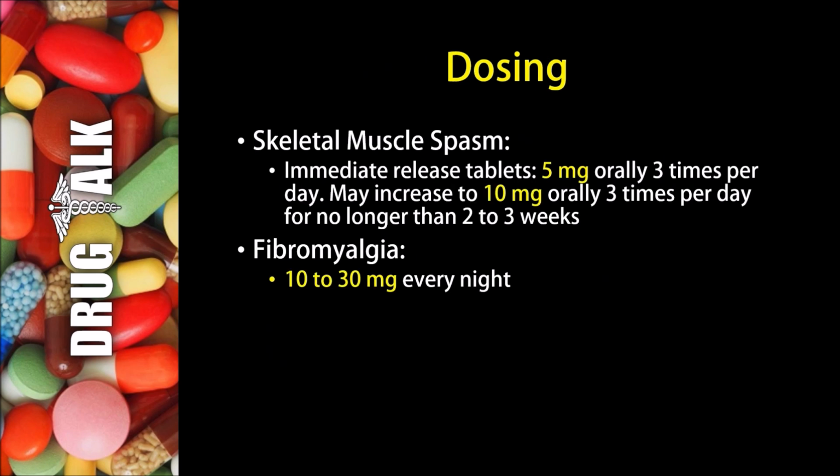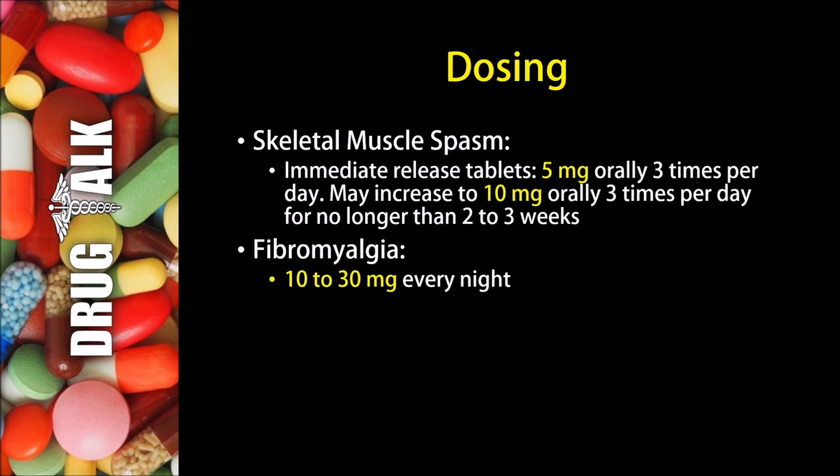Now let's talk about dosing with cyclobenzaprine. If a patient is using cyclobenzaprine to treat a skeletal muscle spasm and they're using the immediate release tablets, they would typically use 5 milligrams orally 3 times per day. They would have the option to increase the medication to 10 milligrams taken 3 times daily, but they would only be able to do this for no longer than 2 to 3 weeks. We sometimes rarely see this medication used in fibromyalgia as well, and these patients would typically use 10 to 30 milligrams at night.